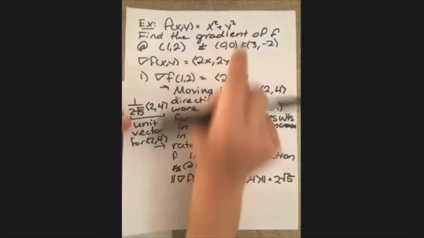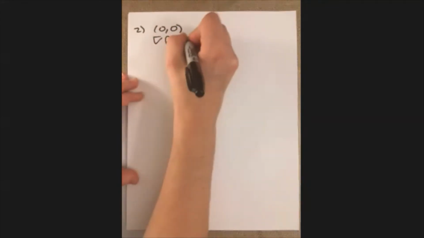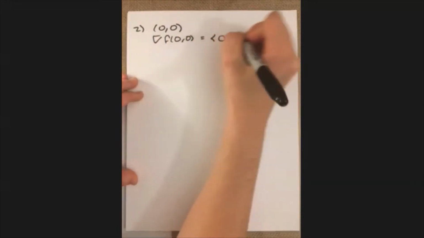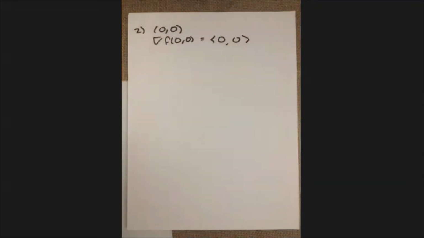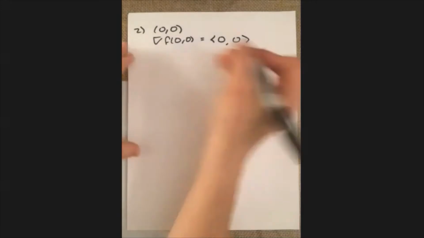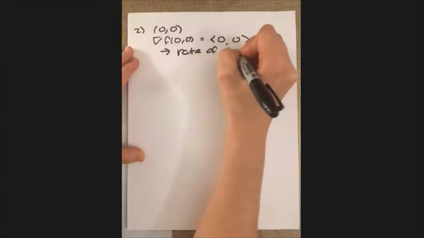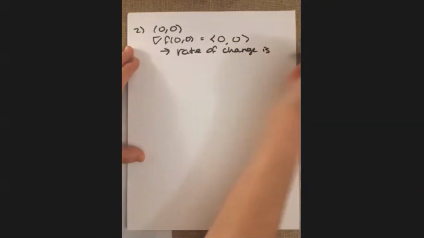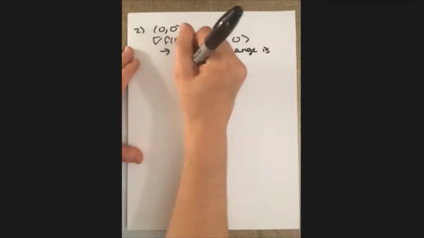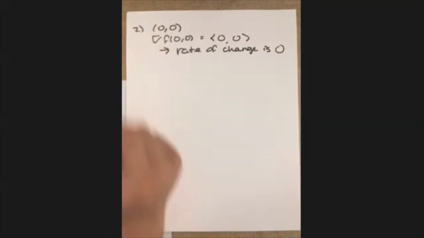Let's look at our next example, (0, 0). Our gradient at (0, 0) is just equal to (0, 0). And I think it makes a little more sense to talk about the rate of change here first. Well, the rate of change is frankly 0, because that's the norm of that vector.